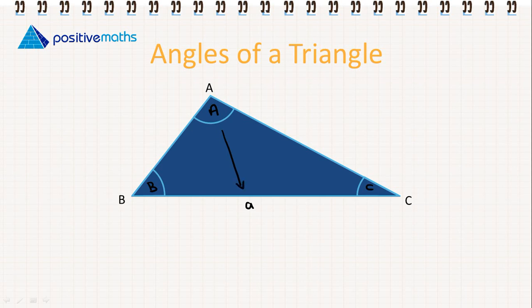So the corresponding sides for the angles are just opposite the angle. So I'll mark that with little b. And then the corresponding side for the angle C is going to be the side AB.